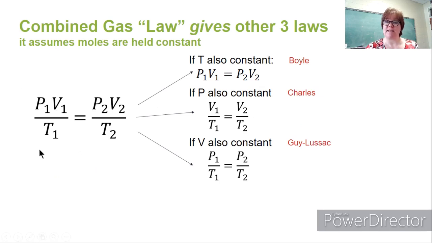So the combined gas law really gives you the other 3 laws. It won't tell you the name of them, but it sort of implies them. If temperature is constant, then T1 and T2 are the same and they cancel out and I end up with Boyle's law. If pressure is constant, then I end up with Charles's law. And if volume is constant, the volume cancels out and I'm left with Gay-Lussac's law. By the way, this is assuming that I'm not changing the number of particles. I have a closed sample, so I'm not allowing any particles to come in or leave. So the number of moles is held constant. It's implied here.